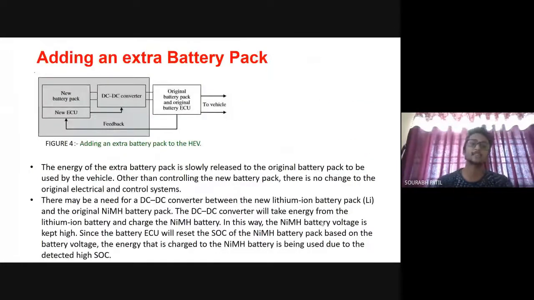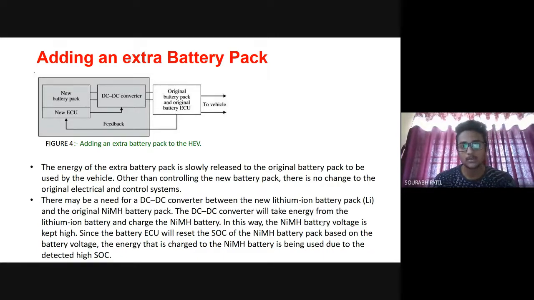So next, second thing, we can convert hybrid electric vehicles to plug-in electric hybrid vehicles. The second method is adding an extra battery pack. So first, a battery is available, the original battery pack. Let us consider it is a nickel metal hydride, and a new battery pack is also installed in that. In this, we need a DC-DC converter.